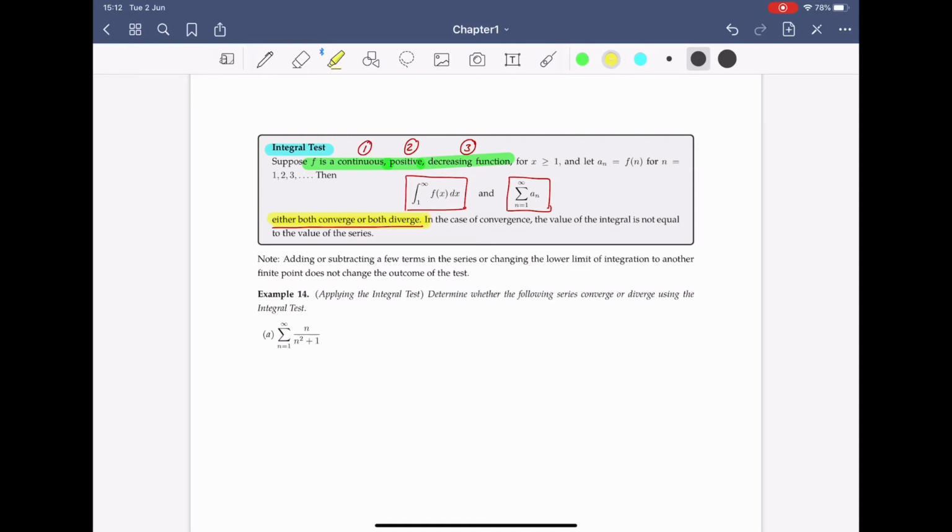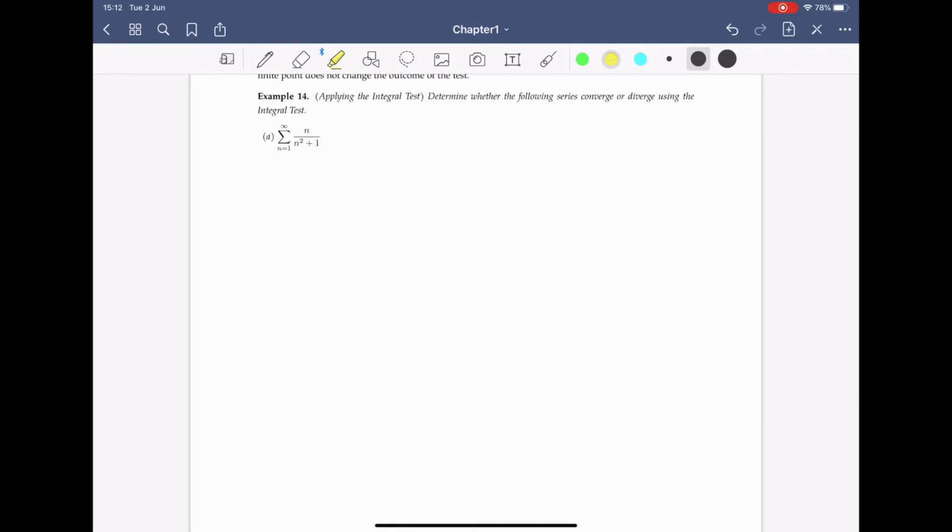Alright, let's do example 14. I have the summation of n over n squared plus 1. So take a deep breath, because this example is long, and you will see that the integral test is not easy to use, but it is good to know. Here, I can say that this is my a_n, so a sub n is n over n squared plus 1.